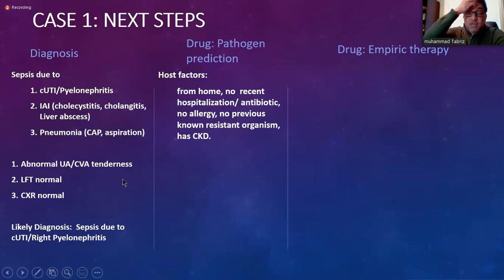This patient, we gave you a lot of clinical information, right? Remember, we talked about judicious use of antibiotic. You look at the patient's factors, most factors. This patient is from home, has not been in the hospital, no antibiotic use, no allergy, no previous known resistant organism. But in terms of choosing a drug, this patient also has chronic kidney disease. That's an important factor. So based upon this information, what do you think what kind of bacteria this patient is going to have?